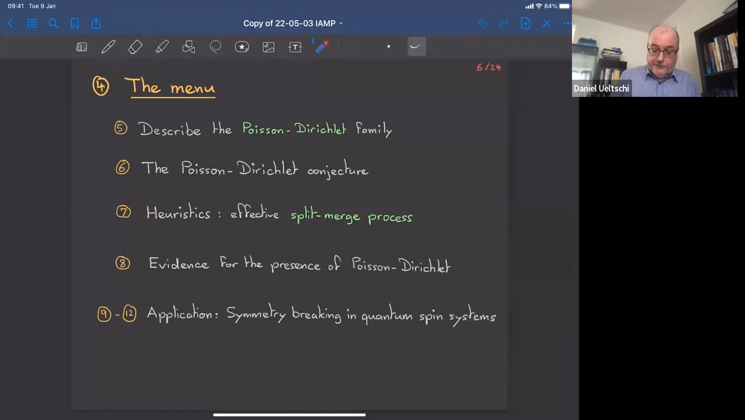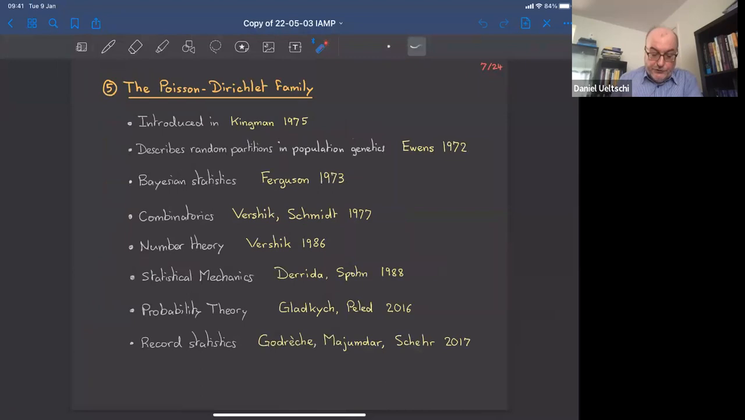So the Poisson-Dirichlet family of distributions, just to review a little bit of the literature. It was introduced by Kingman in 1975, and it's been studied a lot in the context of mathematical biology, especially by Ewens. It turns out to be a very important distribution there. But in fact, it's been extremely common.